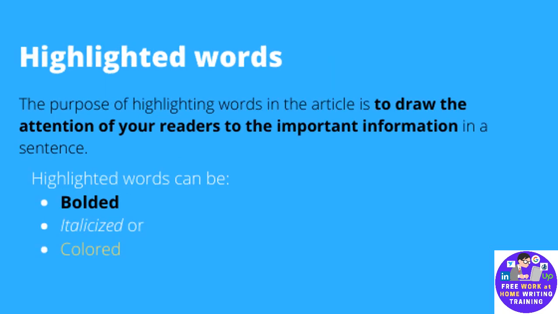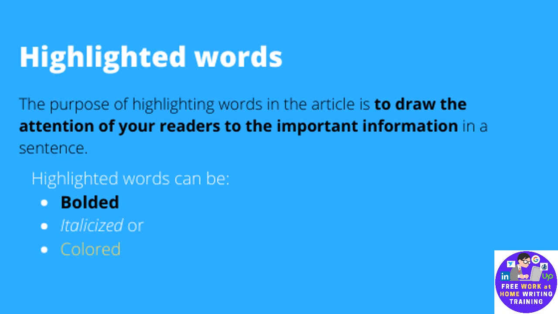Highlighted words. The purpose of highlighting words in the article is to draw the attention of your readers to the important information in a sentence. Highlighted words can be bolded, italicized, or colored.